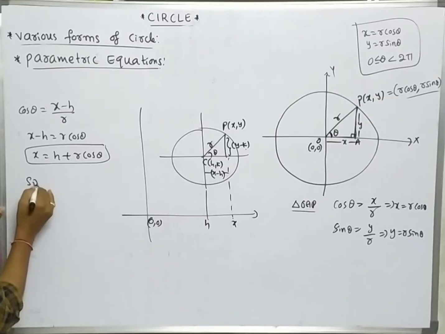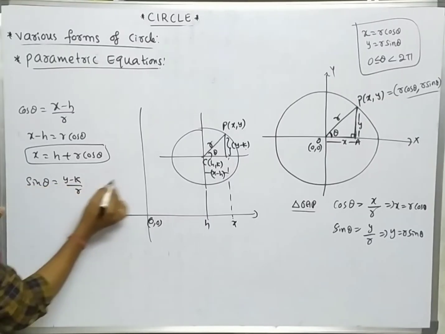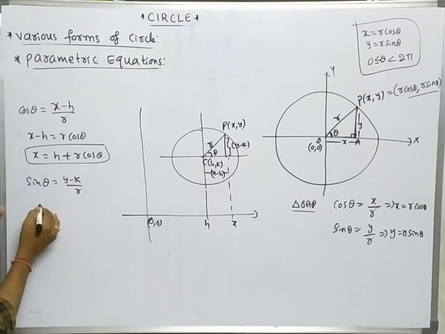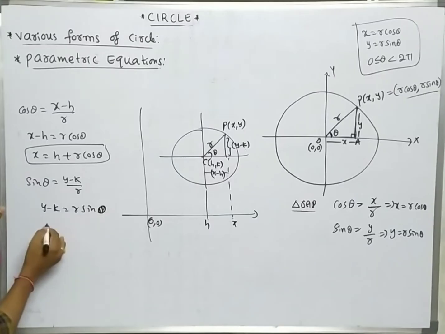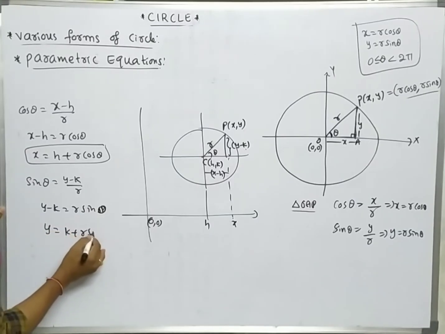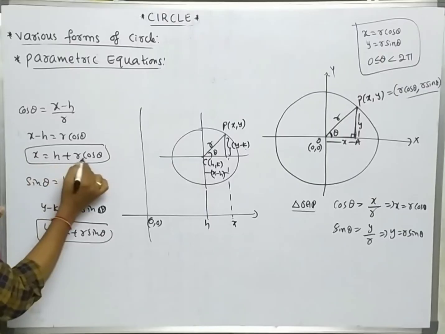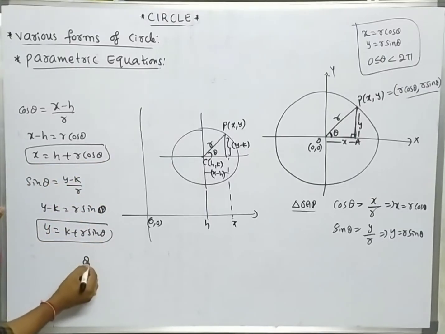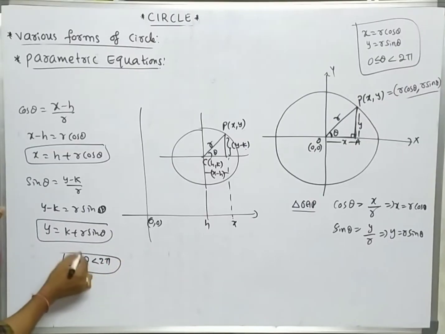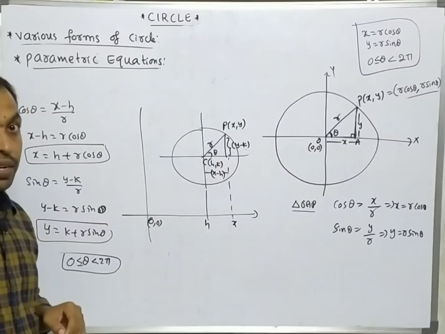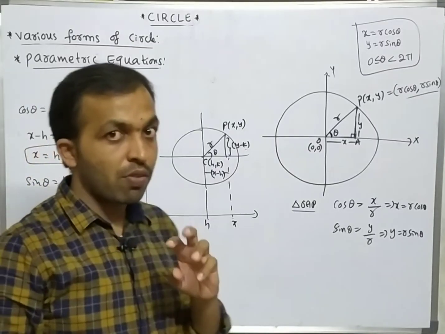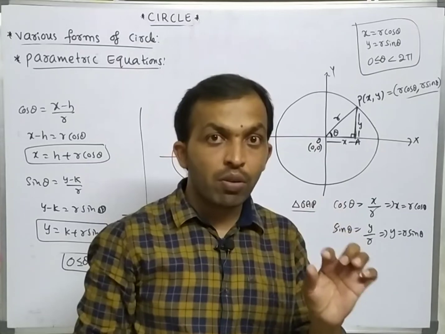Similarly, sin theta is equal to y minus k by r. So y minus k is equal to r sin theta. Then y is equal to k plus r sin theta. So x is equal to h plus r cos theta, y is equal to k plus r sin theta, where theta lies between 0 less than or equal to theta less than 2 pi. So these are the parametric equations of a circle when the center is h comma k and radius is r, and theta is the parameter which runs from 0 to 2 pi.